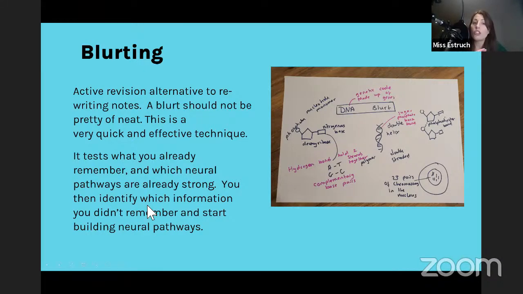So blurts are not neat. They're not pretty notes that you're going to keep to read through. The point of a blurt is to test what you already remember, and then you fill in the gaps. And this is a really quick and effective way of building neural pathways and improving your memory.